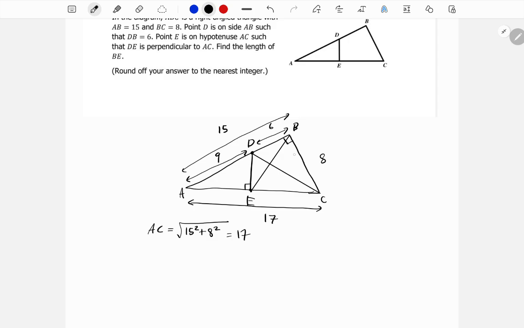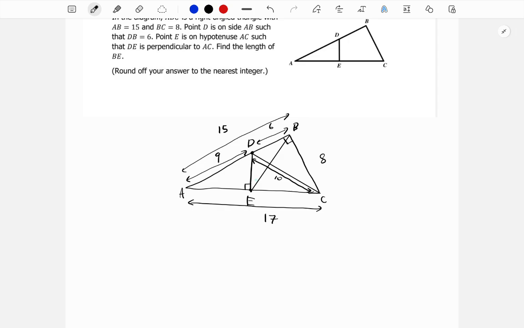And then, finally, DBC is a right angle triangle, and it's also a 6, 8, 10 triangle, so this value is 10. All right, cool. We found some nice values.